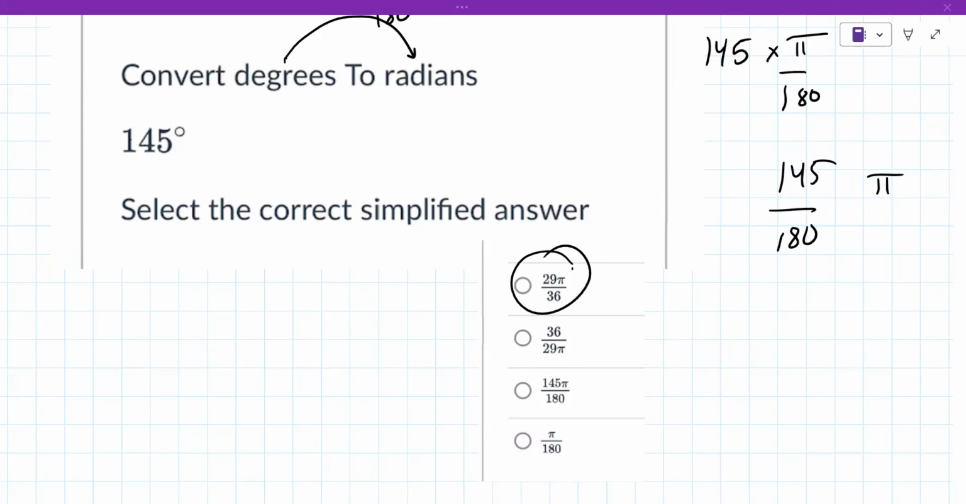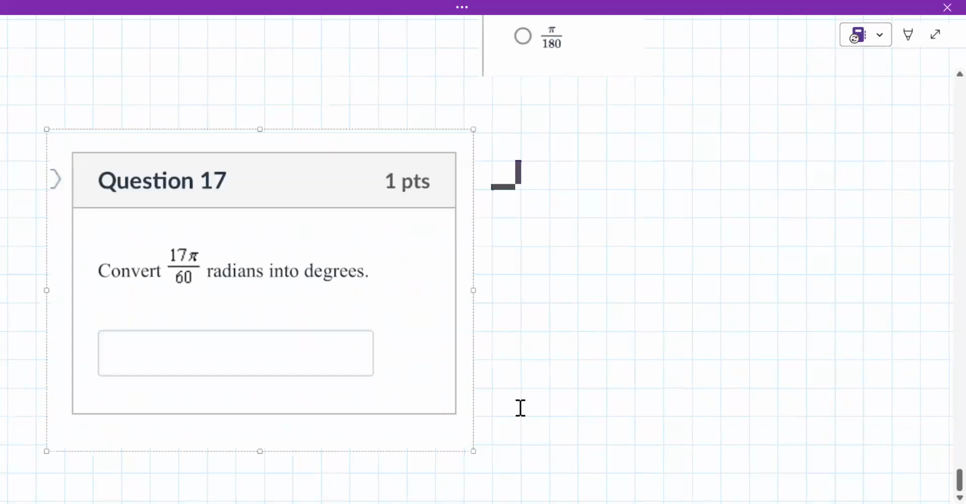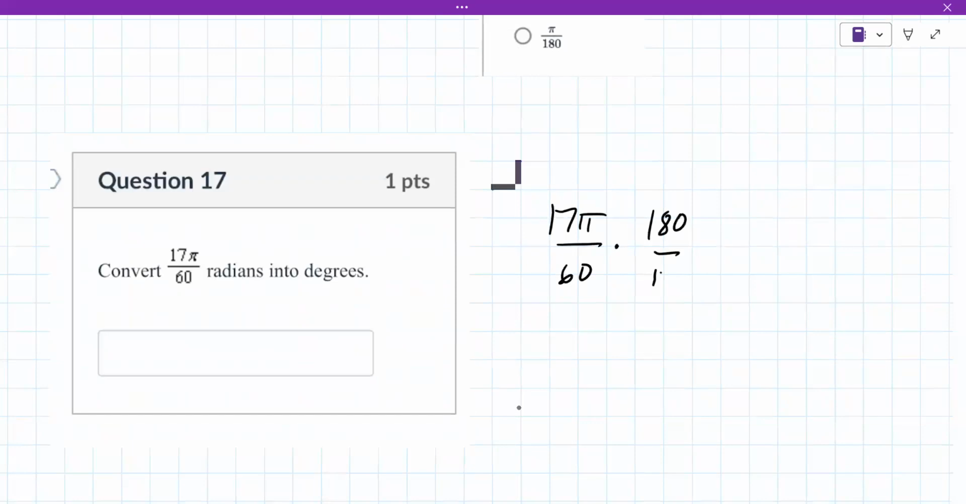When you go from radians to degrees, you multiply by 180 over pi. So this problem, you're going to take 17 pi over 60 and multiply by 180 over pi. Should the pi's cancel each other out? Yeah, and that helps reduce the calculation to just the other stuff: 17 times 180 divided by 60, 51.